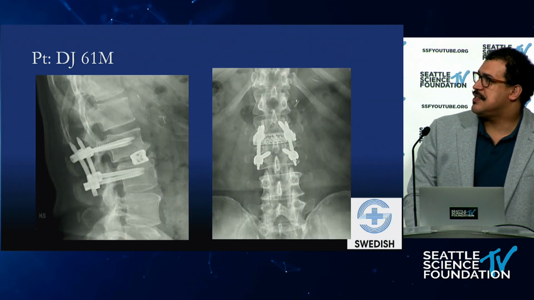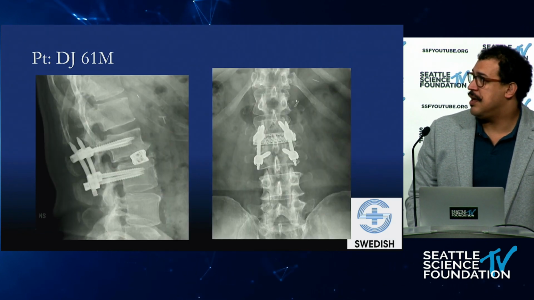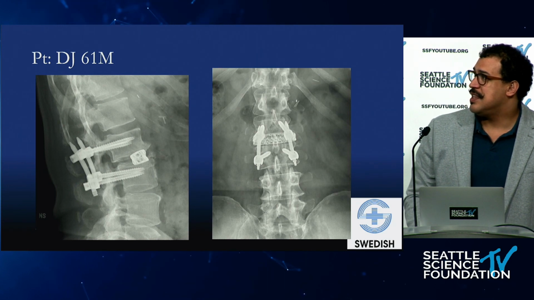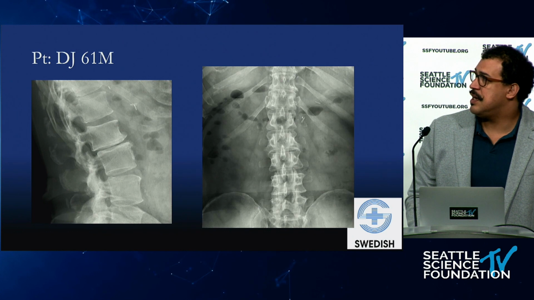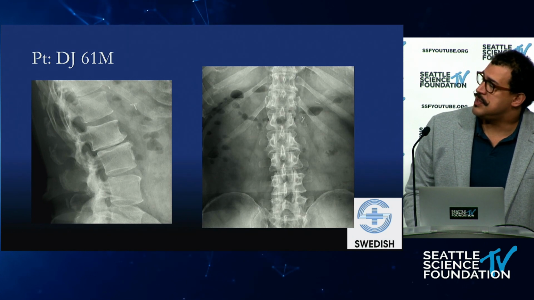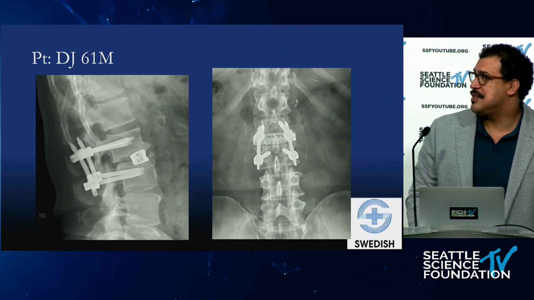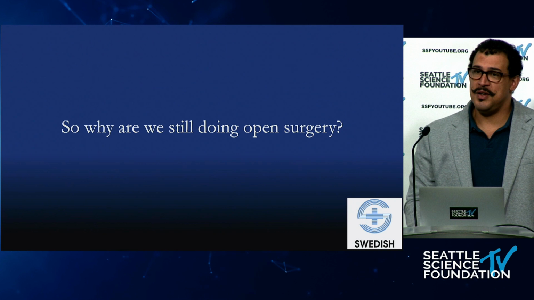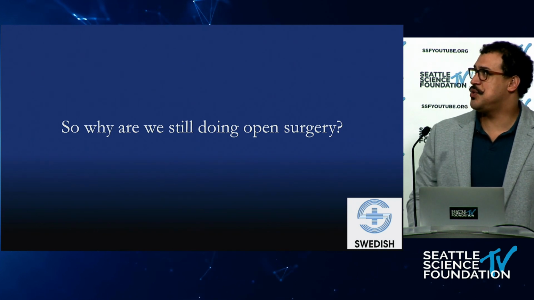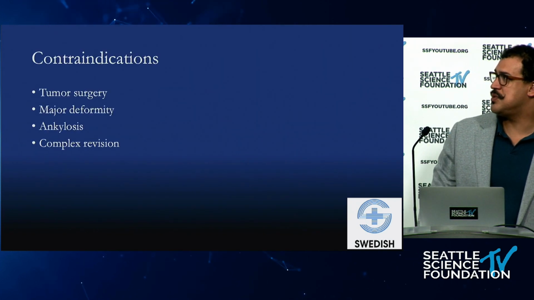This is just a case, that patient did really well. Again, this is a percutaneous lateral. You can see getting a nice, and I don't have the flexion-extension views of instability at that level. This is great. Patient's very happy, but it may not be the best for everyone. So if this is true that it works so well, why are we doing open surgery?